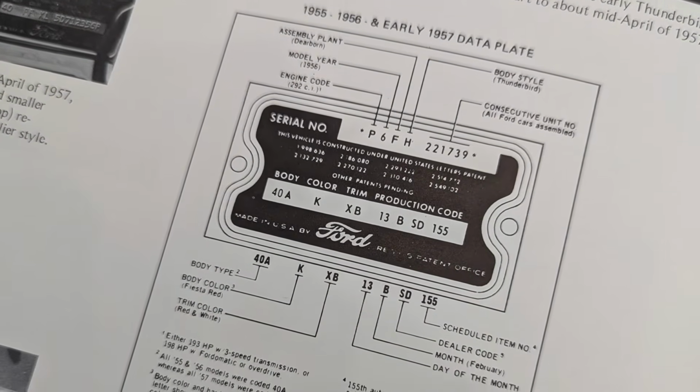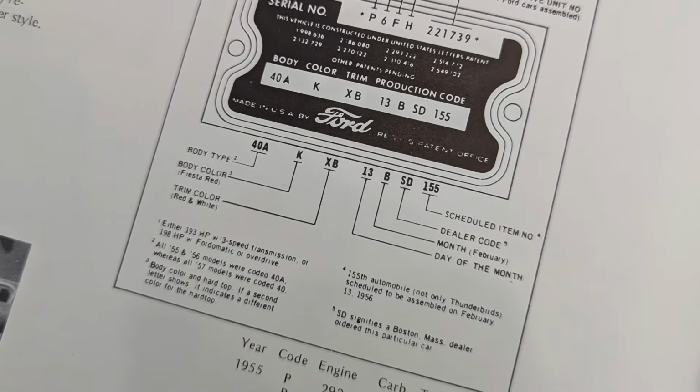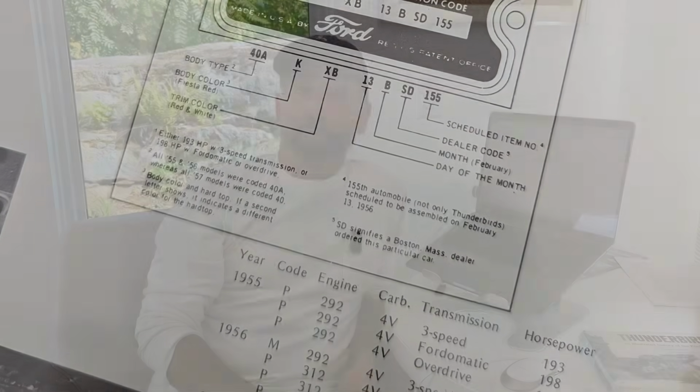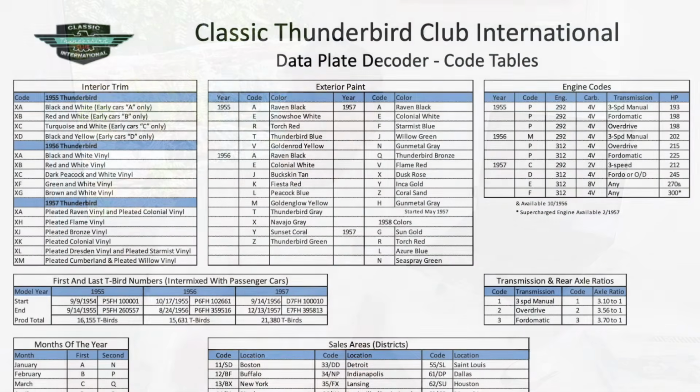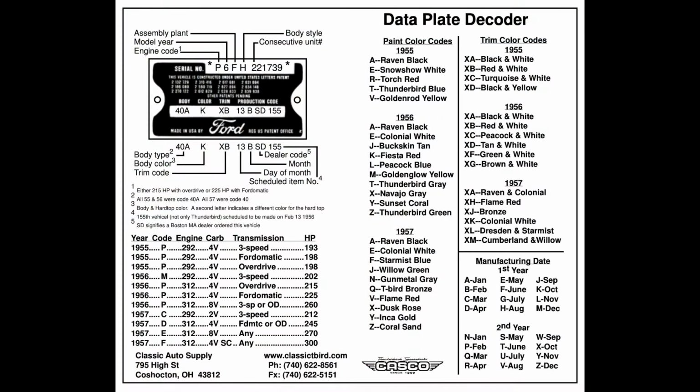If you go online, I have Ray Miller's old book that I love here, but it's got a picture and information on how to decode your data plate. CTCI, or the Classic Thunderbird Club International, has their own PDF that they offer online to everybody, and Casco has the same thing, but it's a PDF, and you've got to kind of go down columns and sort of figure things out. And what if there was a tool to do that?